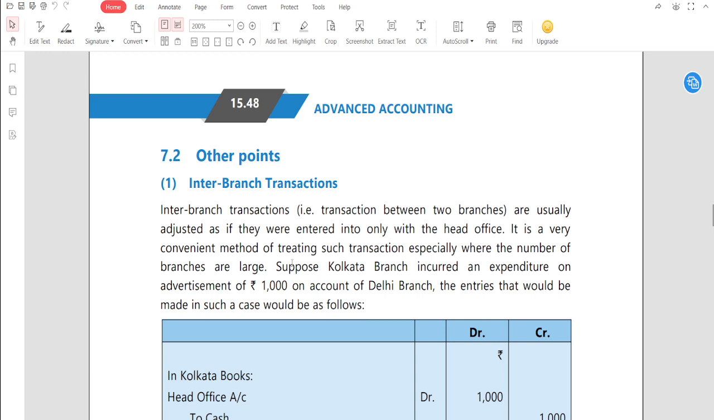Suppose Kolkata branch incurred an expenditure on advertisement of ₹1,000 on account of Delhi branch. The entries that would be made in such a case would be as follows. Okay, चलिए एक एग्जांपल लेके समझ लेते हैं इसको. क्या दिया है देखिए यहाँ पे.